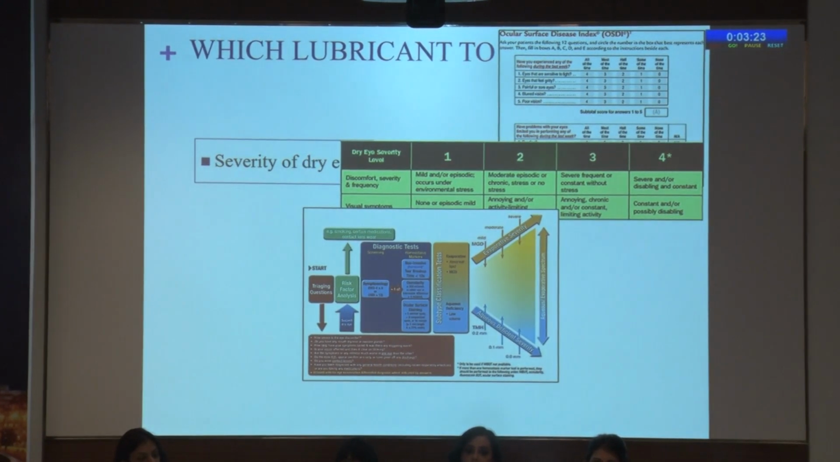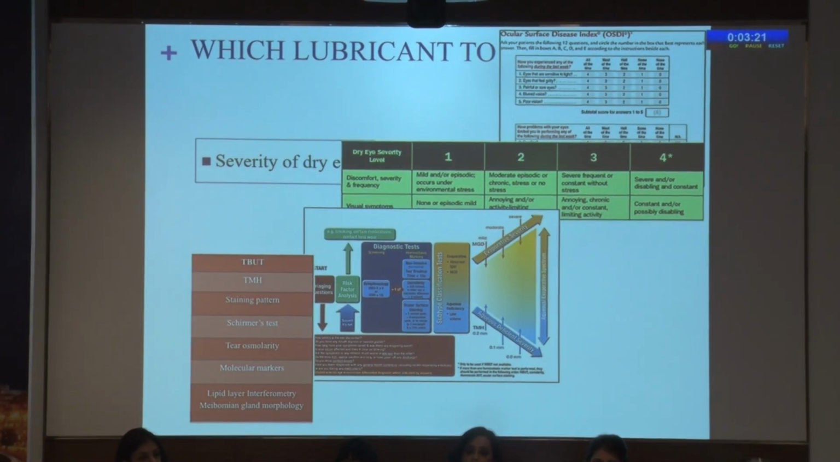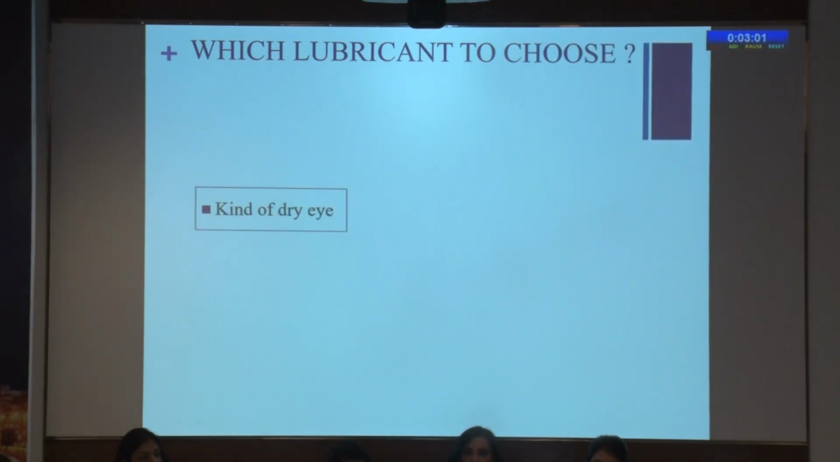Several tests in the clinic as well as diagnostic tests, the most common being TBUT, tear meniscus height, the staining pattern, Schirmer's test, tear osmolarity, molecular markers and automated diagnostics like lipid layer interferometry and meibomian gland morphology. So once I know how severe the dry eye is, for more severe cases I will be using those that have a high residence time and high viscosity on the ocular surface.